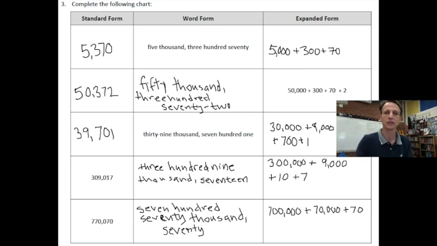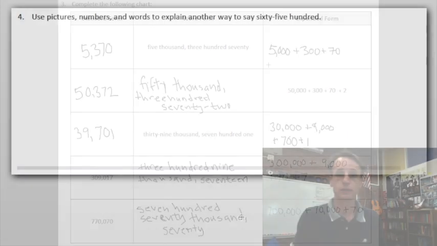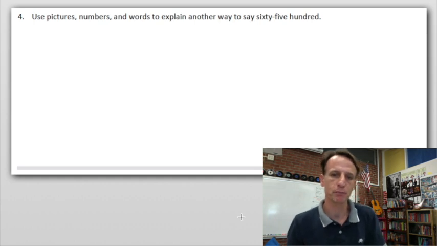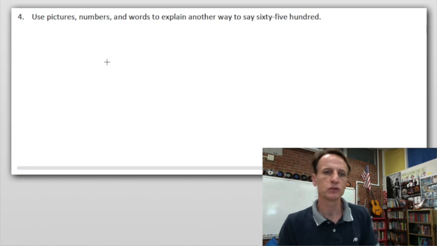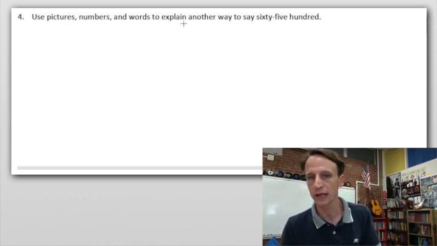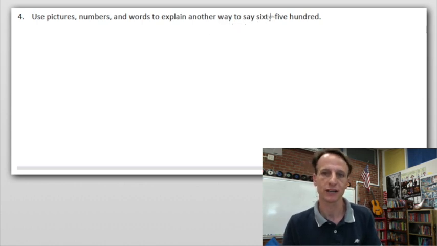Getting the homework done. It's homework time. Okay, number 4, finishing up here. Almost done. Homework time is almost done.